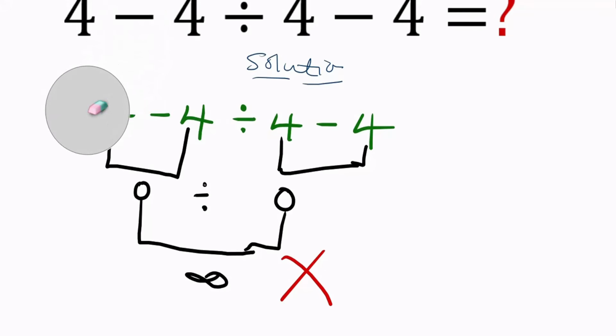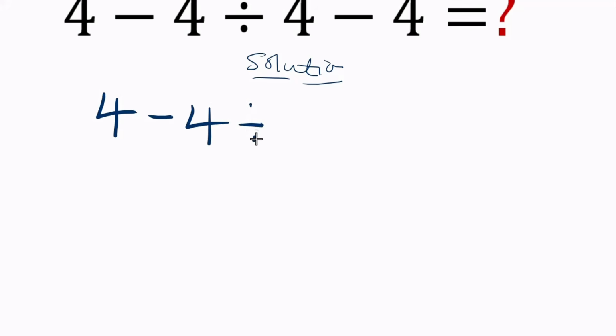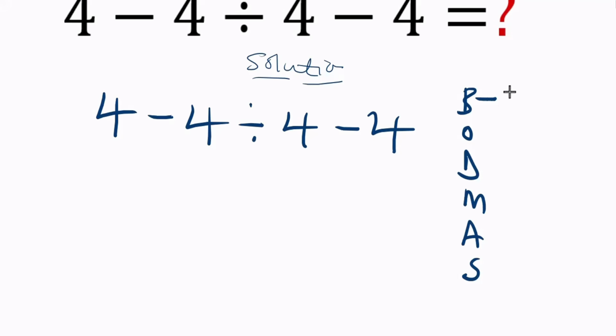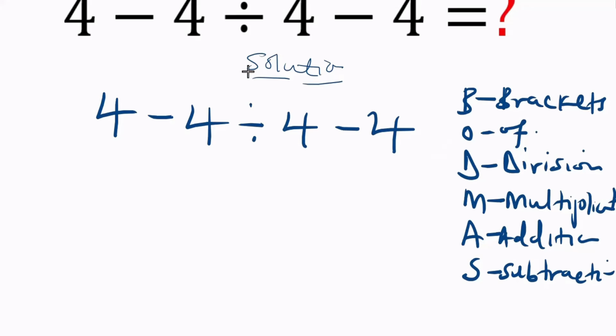Let us have the correct approach of working out this algebraic expression. So as we have 4 minus 4 divided by 4 minus 4, in here we are going to follow BODMAS, whereby B stands for brackets, O stands for of, D stands for division, M stands for multiplication, A stands for addition, and then lastly A stands for subtraction. And we have to know that the order of priority of all of this decreases down the group.